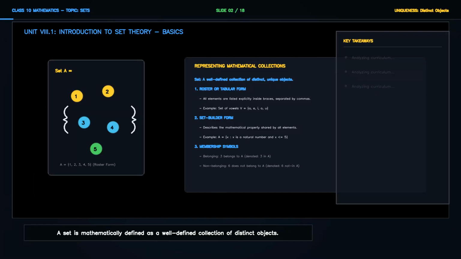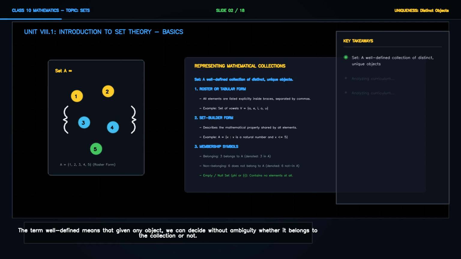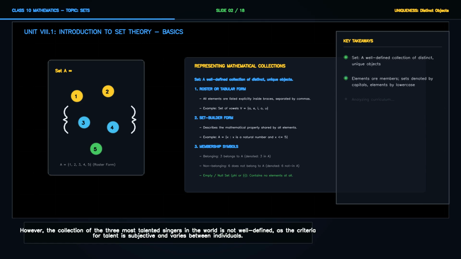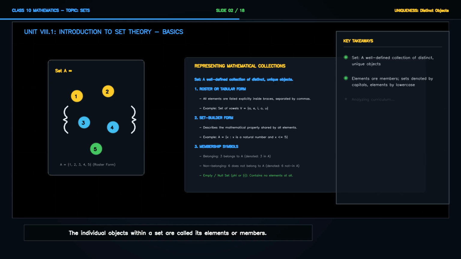A set is mathematically defined as a well-defined collection of distinct objects. The term well-defined means that given any object, we can decide without ambiguity whether it belongs to the collection or not. For example, the collection of all vowels in the English alphabet is well-defined, containing exactly A, E, I, O, and U. However, the collection of the three most talented singers in the world is not well-defined, as the criteria for talent is subjective and varies between individuals.